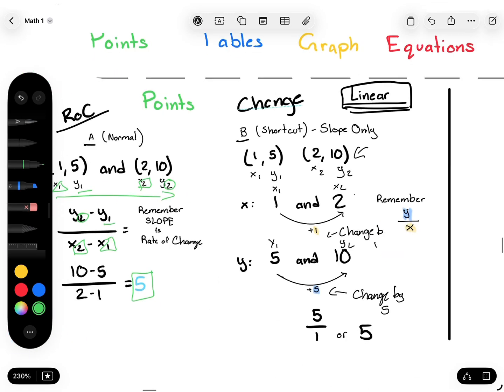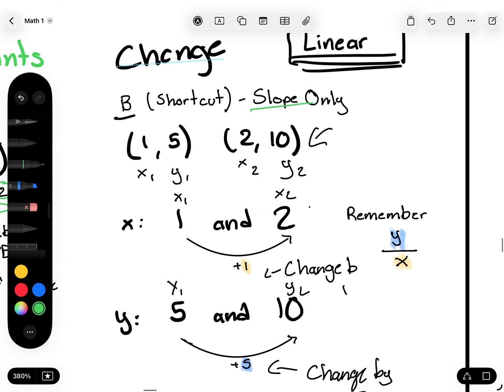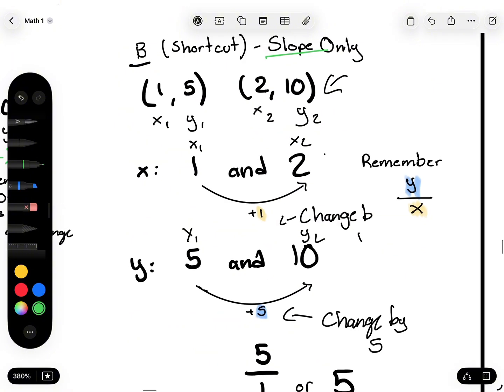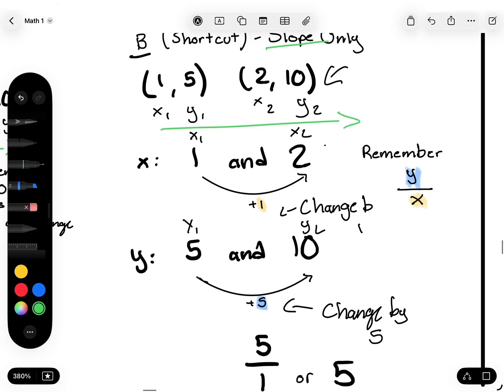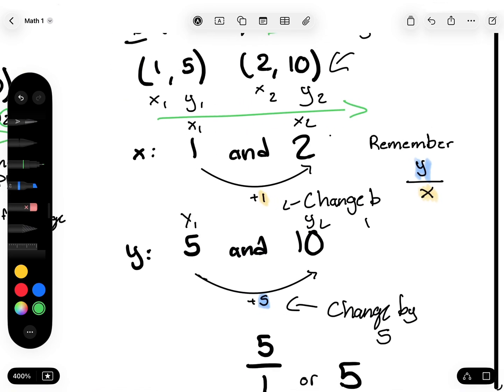Next, I'm going to show you my shortcut, or the slope-only method. This only works if the points are identified as linear and you're asked to find the slope. You're going to do the same thing. You're going to identify x1, y1, x2, and y2 by just reading straight across. But then you're going to set it up so you have x1 and x2, and then y1 and y2. You're going to set it up exactly like that, with x1 and x2 next to each other, and y1 and y2 next to each other. Next, you're going to find the change, like we talked about before.